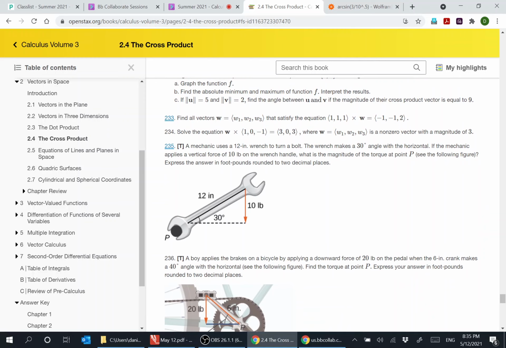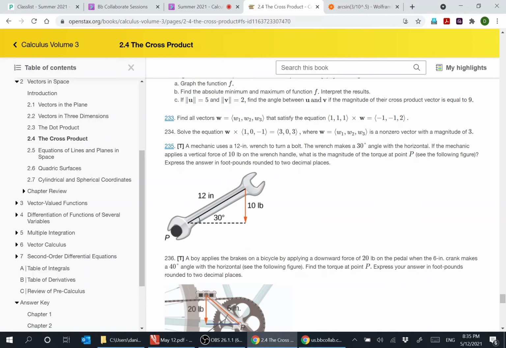Good. So here is the physics problem. Torque is simply defined as a cross product. So a mechanic uses a 12-inch wrench to turn a bolt, and the wrench makes a 30-degree angle with the horizontal.